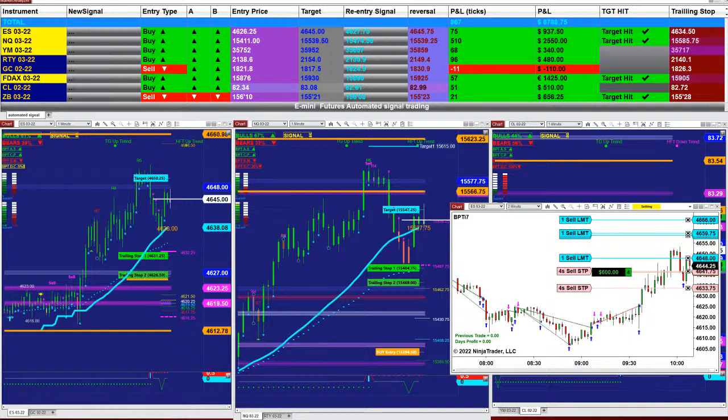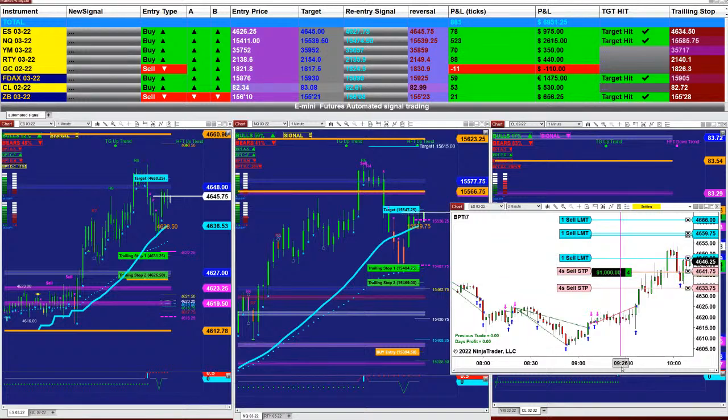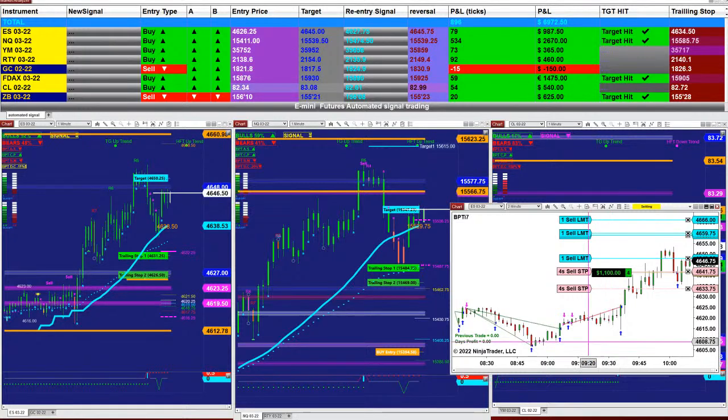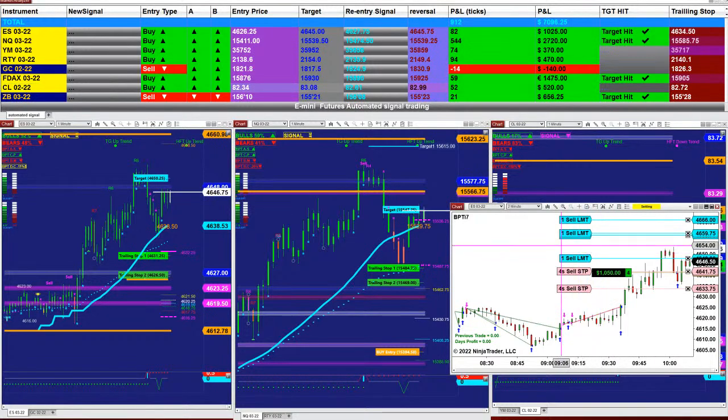So we still have the 4648 number. If we break the 4648, that means the auto trade is not going to go for just a $1,000 trade. It's going to go to a $2,000 trade. So there's no problem with the auto trade, folks. The auto trade is taken along properly. There is nothing wrong in there.